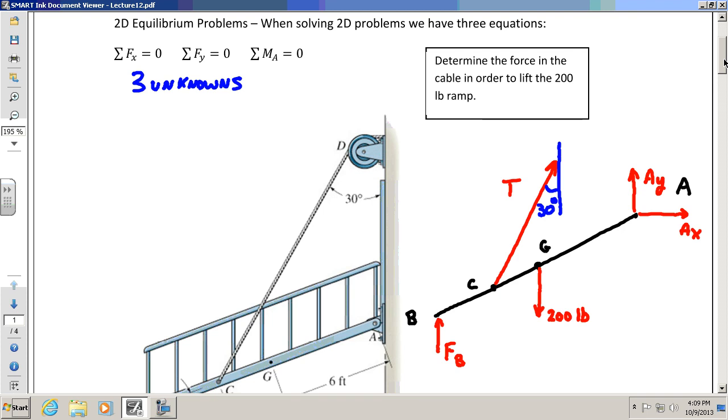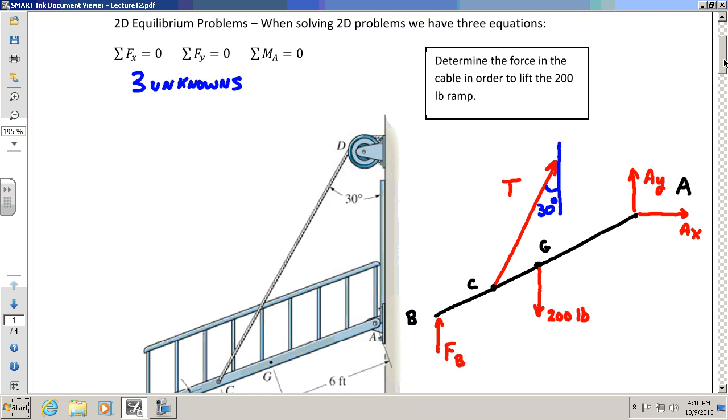In this case, my free body diagram has 4 unknowns: AX, AY, T, FB. I'm stuck. I can't solve this problem. Now, some of you might claim that you can. Some of you might say, oh, I can solve this problem, no problem.